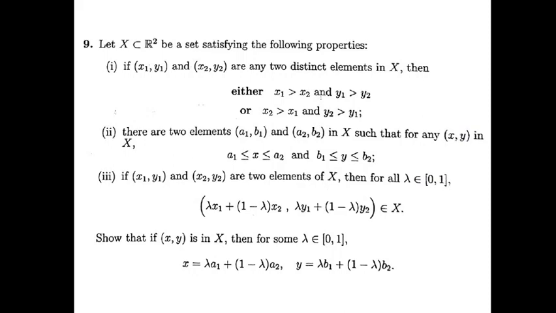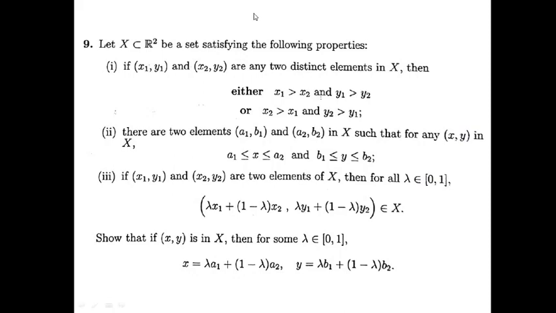This means that x is an ordered pair of real numbers, satisfying the following properties. Number 1, if (x1, y1) and (x2, y2) are any two distinct elements in X, then either x1 greater than x2 and y1 greater than y2, or x2 greater than x1 and y2 greater than y1. So either the function is increasing or it is decreasing, but not both at the same time.